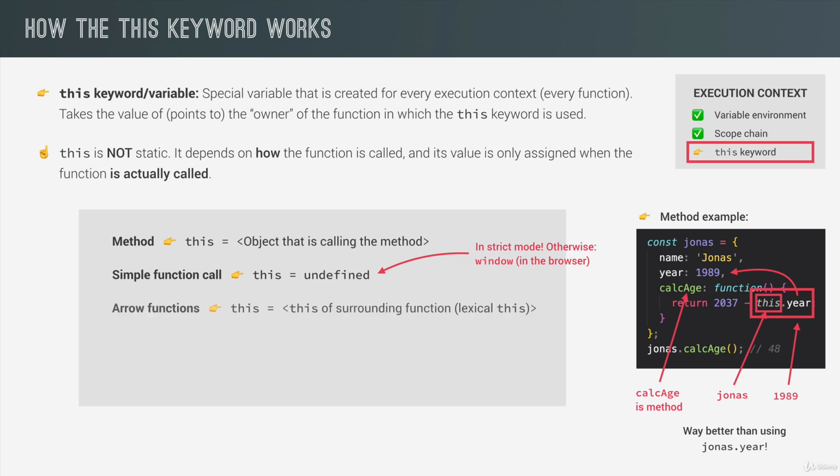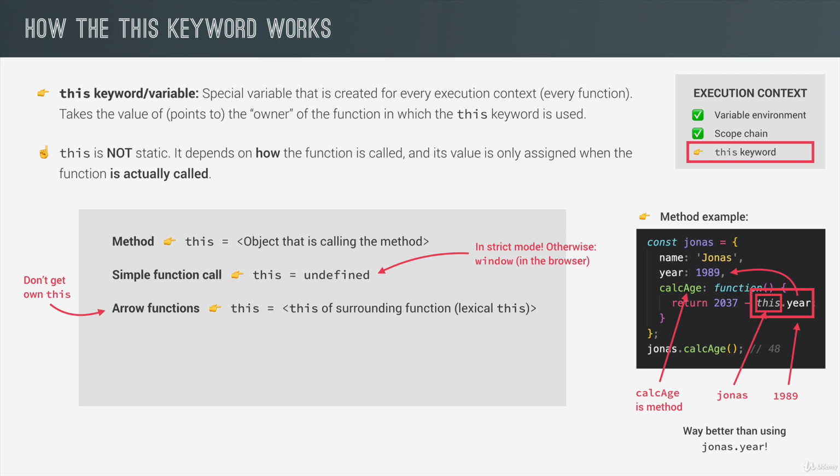Next, we have arrow functions. And while arrow functions are not exactly a way of calling functions, it's an important kind of function that we need to consider. Because remember, arrow functions do not get their own this keyword. Instead, if you use the this variable in an arrow function, it will simply be the this keyword of the surrounding function, so of the parent function. And in technical terms, this is called the lexical this keyword, because it simply gets picked up from the outer lexical scope of the arrow function.